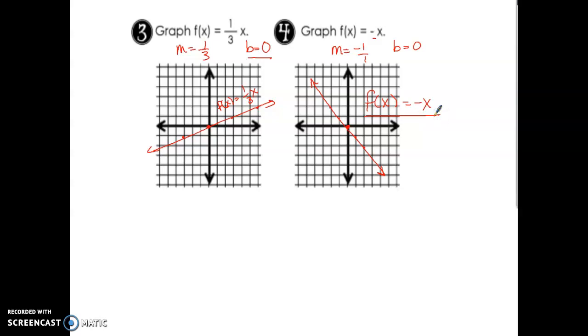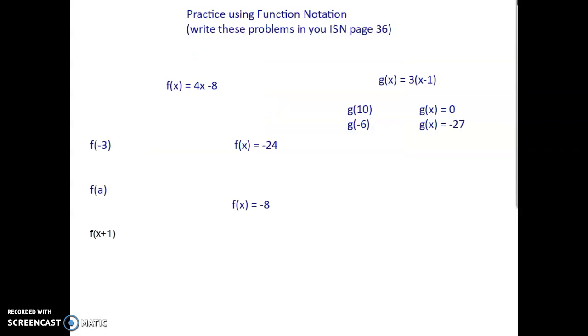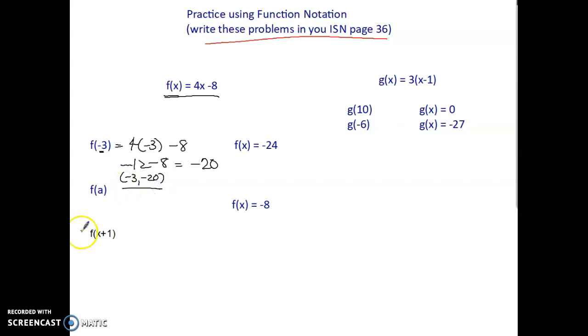So you should be getting used to graphing lines. Now I want you to get used to the notation. On the bottom of your page 36 in your ISN, I want you to practice using this function notation f of x. So in this case, f of x equaling 4x minus 8, instead of x, you're going to solve when x is -3. So you're going to substitute in -3, and find out f of x is actually equal to -20. So when x is -3, f of x is -20. This is an actual point on that line.